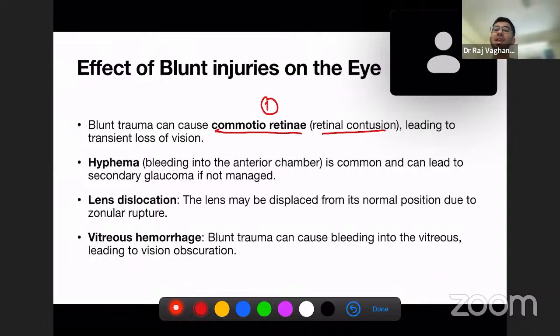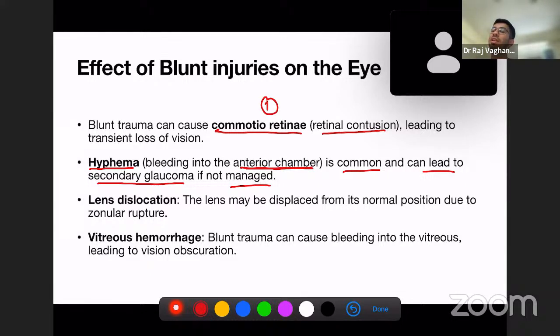Okay. Next is hyphema. I told you what is hyphema: bleeding into the anterior chamber. That is a collection of blood. So where is the blood getting collected? Blood is getting collected in the anterior chamber, and it is common and can lead to secondary glaucoma if not managed. We are going to discuss secondary glaucoma in the upcoming live sessions. So don't worry about what is secondary glaucoma. Just remember that hyphema can lead to secondary glaucoma if not managed. Okay, just remember this point.